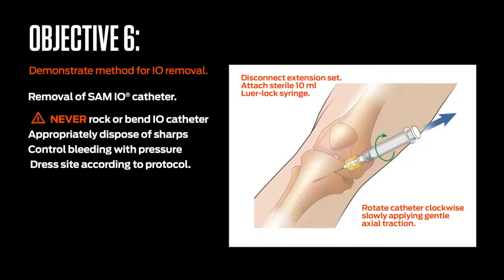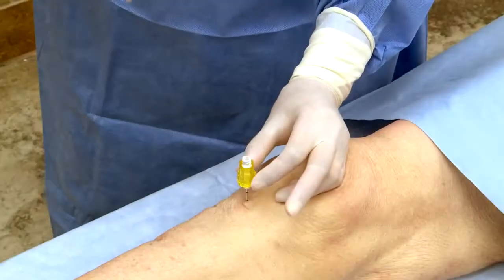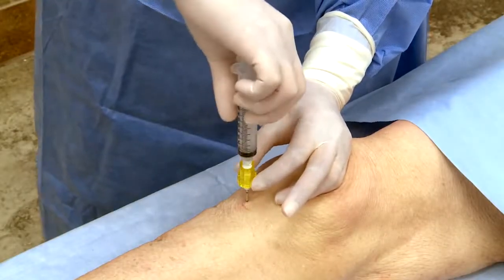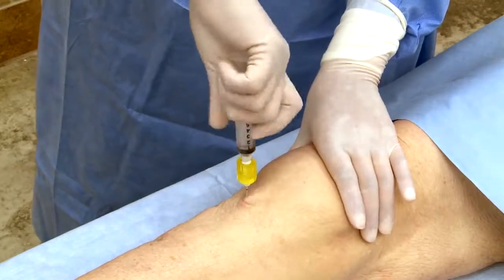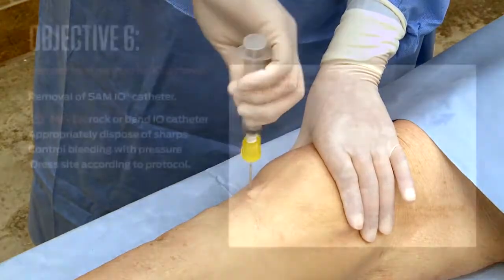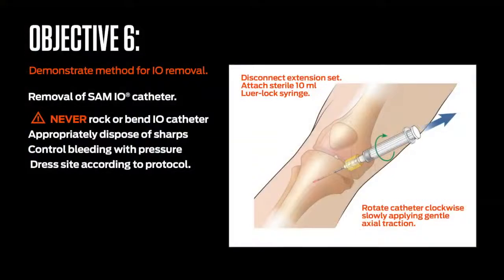To remove the SAM-IO catheter from the patient, disconnect the extension set. Attach a sterile 10 milliliter Luer-Lock syringe to the hub of the catheter while continuously rotating the catheter clockwise to the right. Slowly apply gentle traction. Maintain axial alignment during withdrawal. Do not rock or bend the catheter during removal process. Once the catheter has been removed, immediately place the syringe and catheter in an appropriate sharps container. Dress the site according to protocol or standard.